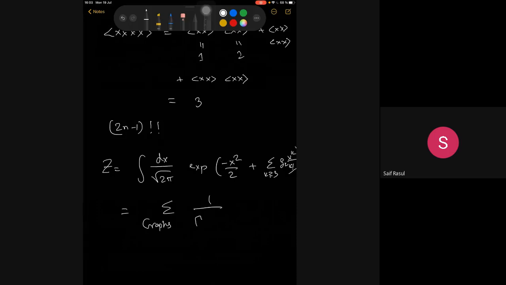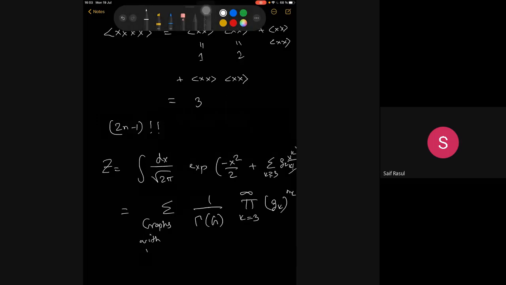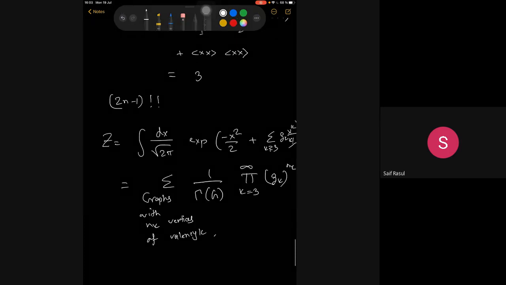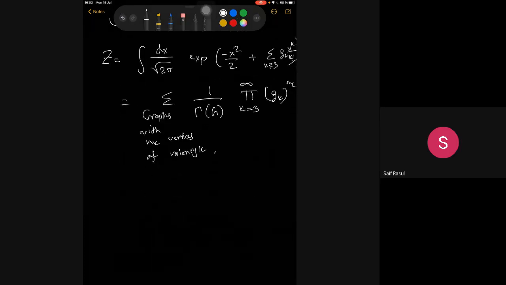So we will have a symmetry factor like this. Graphs with nk vertices. You'll see what this means. So let's see a specific example.